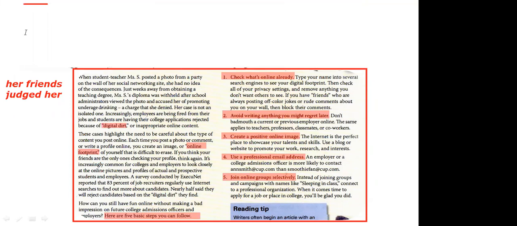In my case, I use a professional email address. Very good. You use a professional web page or email address? Email address. Ah, perfect. Thank you. That's really good. What about the rest of you? Which steps do you do? I use 4 and 5. Awesome. A professional email address and join online groups selectively. Perfect. Which ones do you think you need to do?